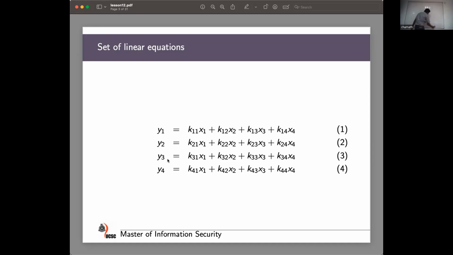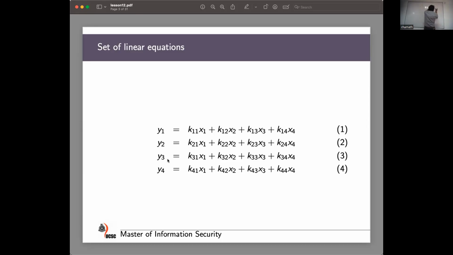Now, if you want to combine more, I'm going to write it in a different way. K11 into P1 plus K12 into P2 plus K13 into P3. If you want, you can have K14 into P4. So here I am combining 3 plain text letters. You can have 10 of them, but for each one, you need a key.